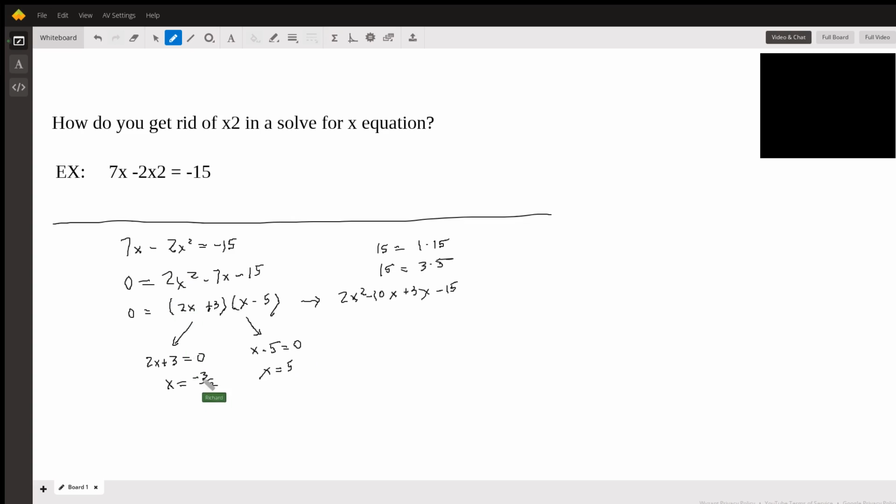You could plug either one of these into the original equation, and you'll see that it satisfies the equation. And that's the way to do this problem. It's not intuitive, but this is a very standard method. You just bring everything over, you set it to 0, and you factor and solve. And that's the way to do this one.